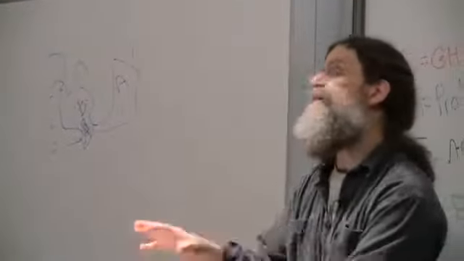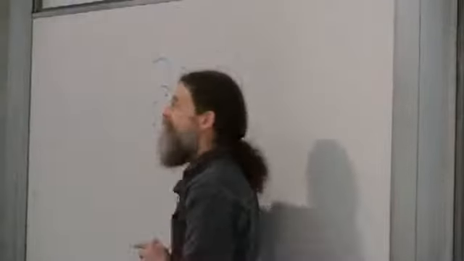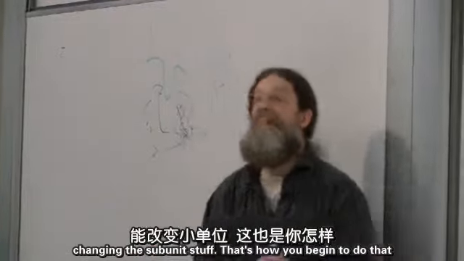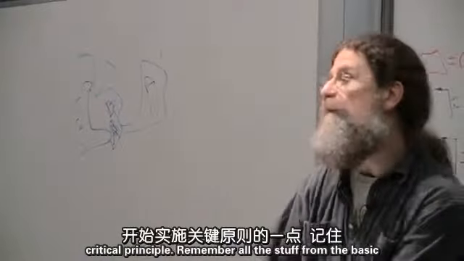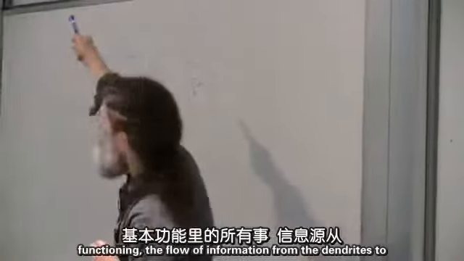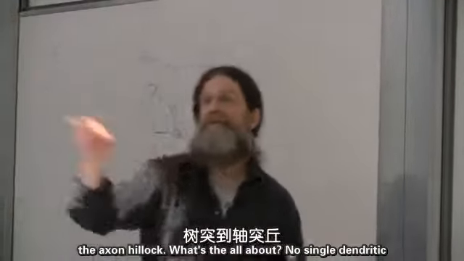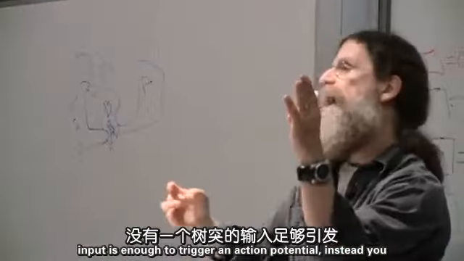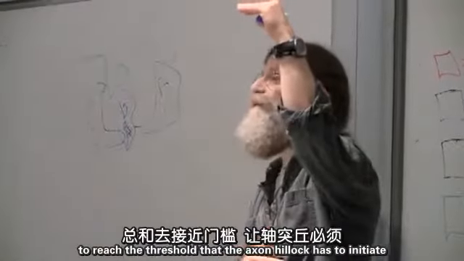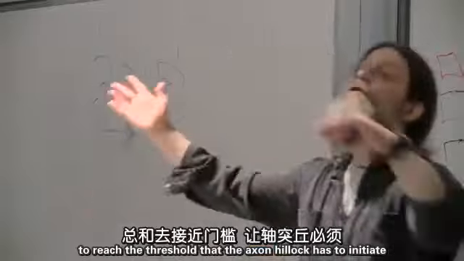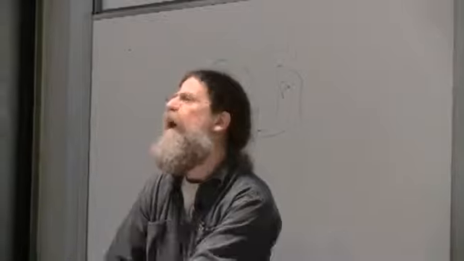All we're seeing here is lots of room for more regulation, mixing and matching, changing the subunit stuff. That's how you begin to do that critical principle. Remember, all the stuff from the basic functioning, the flow of information from the dendrites to the axon hillock, what's that all about? No single dendritic input is enough to trigger an action potential. Instead, you have to have enough of them, enough summation, to reach the threshold that the axon hillock has to initiate the action potential. And the threshold could change over time.